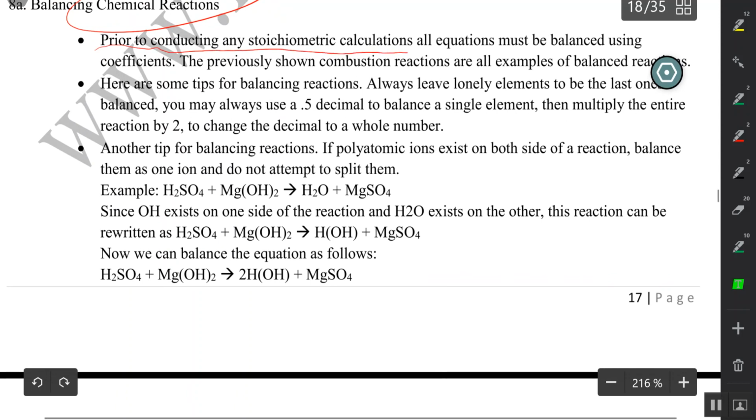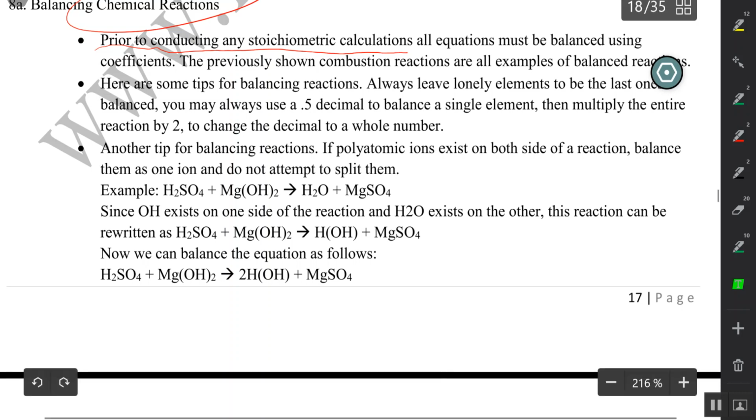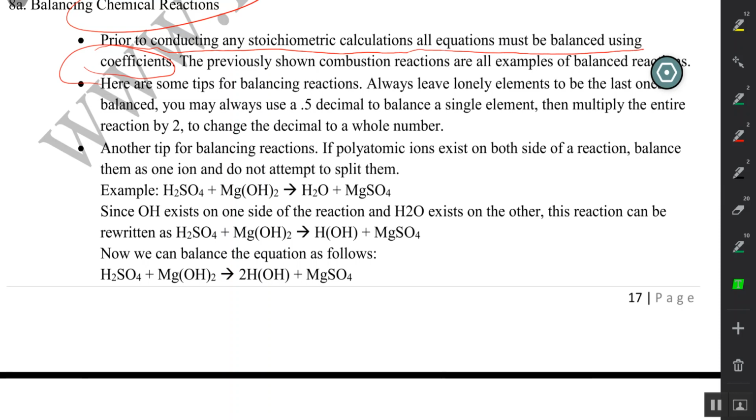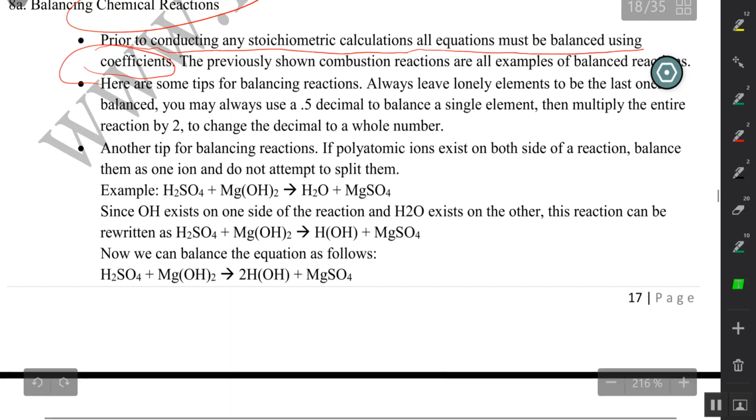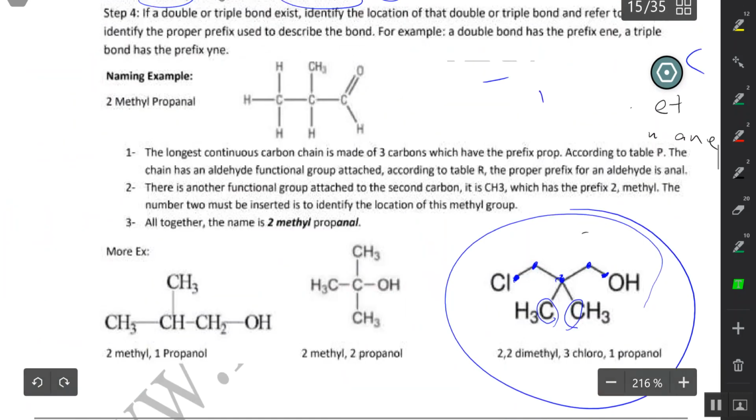Stoichiometry is using mathematics and chemistry. There will be a whole new video just for stoichiometry, so we will not be conducting any stoichiometric calculations here. We'll only be doing simple balancing. We use coefficients to balance reactions. There are a bunch of combustion reactions that we talked about in the previous video.